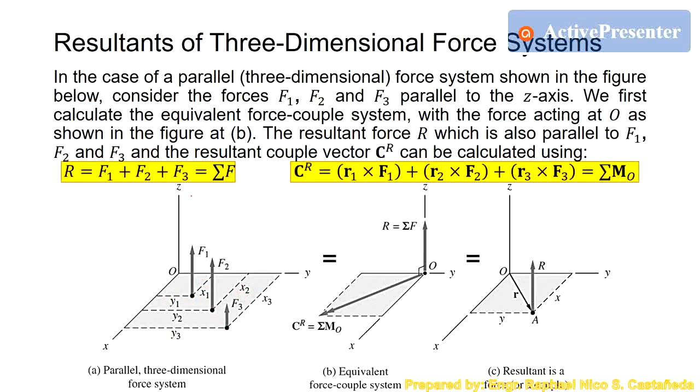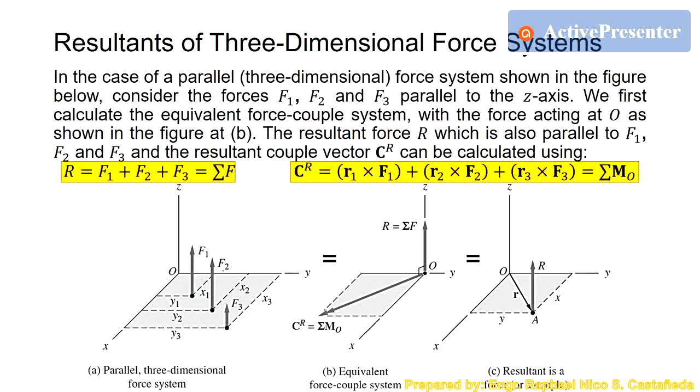So the first thing you're going to do is get the equivalent force couple system. To do that, we have the force. To get the force, we have to add all the forces, applying vector addition. You simply add the values because all the forces are in the same direction, so you just add the magnitudes. The direction is the same as the direction of the original forces.